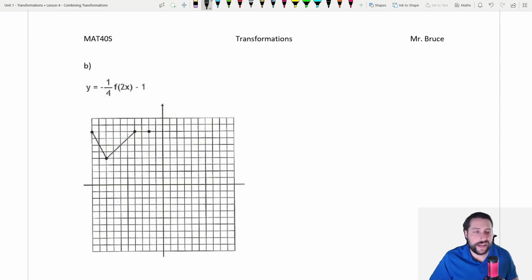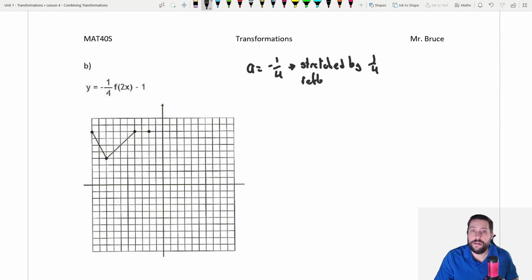Okay, moving on to the next example, we have y is equal to negative 1 over 4 f of 2x minus 1. So in this one, we actually have an a value. We have an a value of negative 1 over 4. So this is telling us that it's going to be stretched by 1 over 4 and reflected in the x-axis.